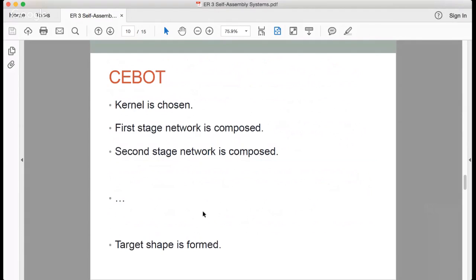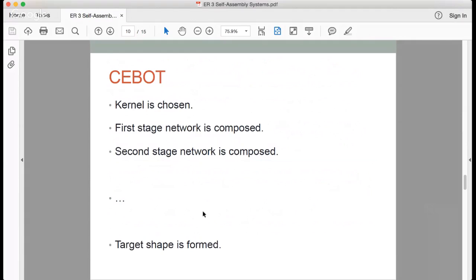CBOT is a cellular robotic system that is capable of self-assembly. Assuming that a set of units, actually numerous sets of units, are connected in an arbitrary shape. First, a unit is chosen as the origin of the construction. This unit is called the kernel. Next, the kernel gathers adjacent units to compose a logical connection network according to the embedded plan. This network is the first stage.